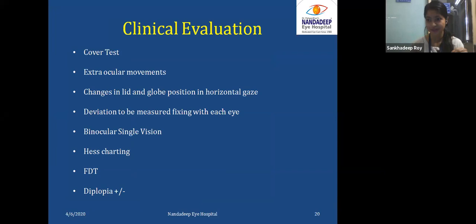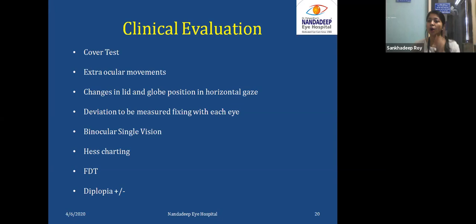Further, extraocular muscles: I said from the beginning how important they are to rule out DRS. Number 3, change in the lid and globe positions in horizontal gaze. I want to tell you something. Say there is lateral rectus muscle paresis or paralysis. When I'm talking to the patient, they have to look to that side. The patient says, I cannot move toward the left gaze, right? So it is very difficult to differentiate between the lateral rectus paresis and Duane's.